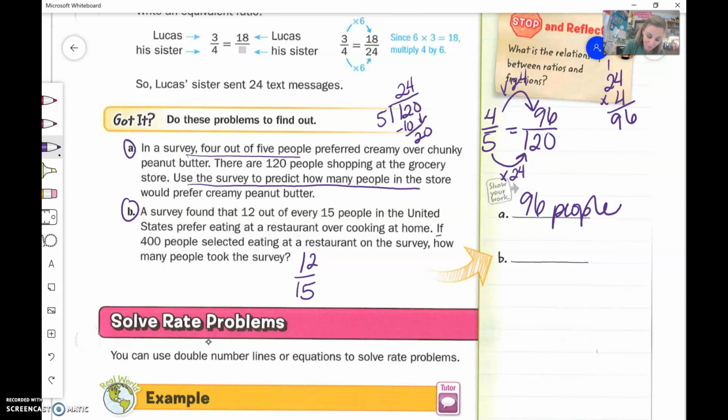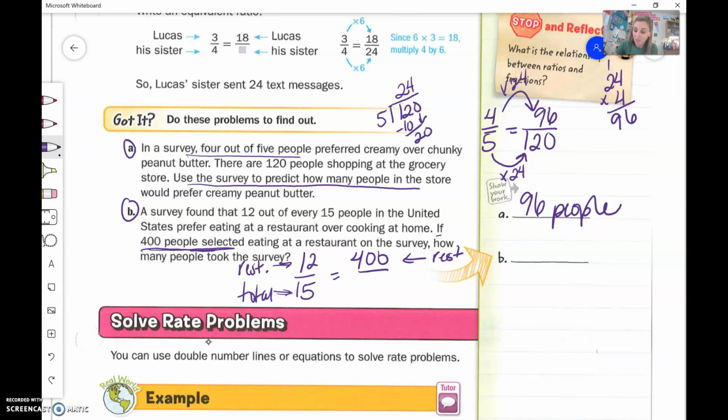Okay. If 400 people are selected eating at a restaurant on the survey, how many people took the survey? So 400 people prefer to eat out. So this was the total, and this is how many people prefer a restaurant. Notice I shortened that up. So 12 prefer to eat at a restaurant out of 15 total. So notice how I had to put my numerator as 400, because that is who prefer to eat at a restaurant.